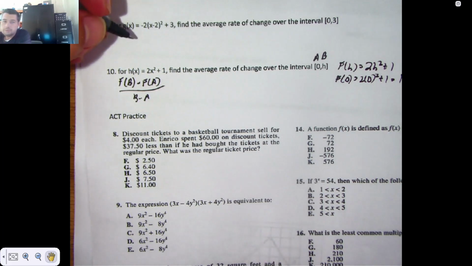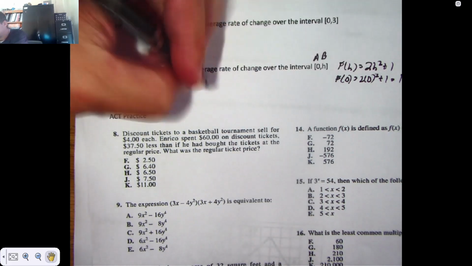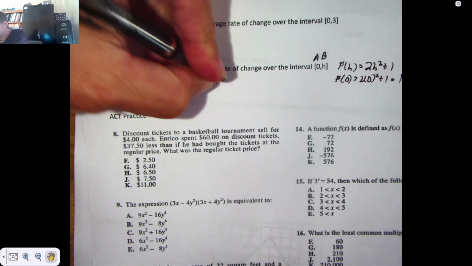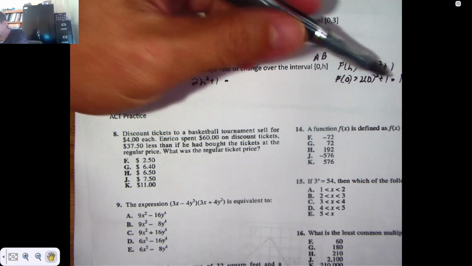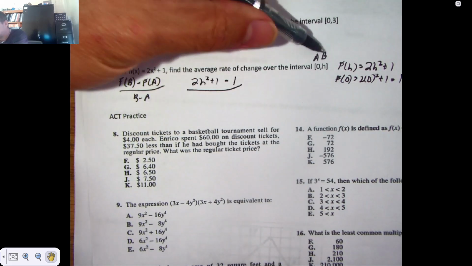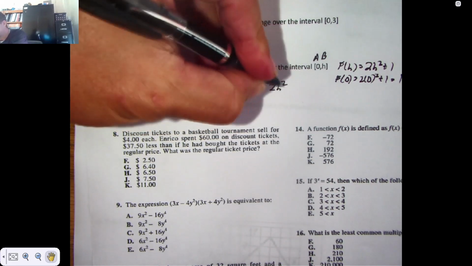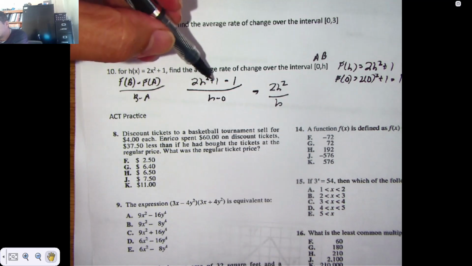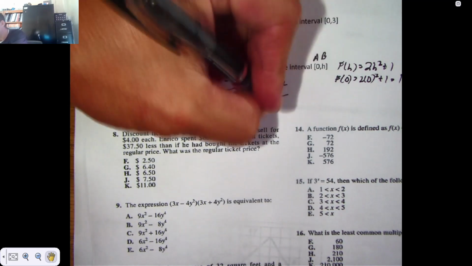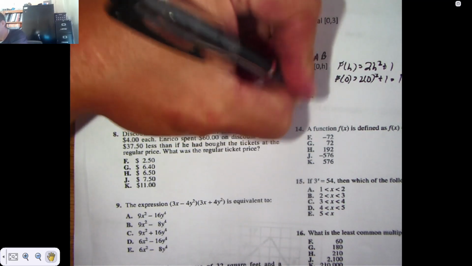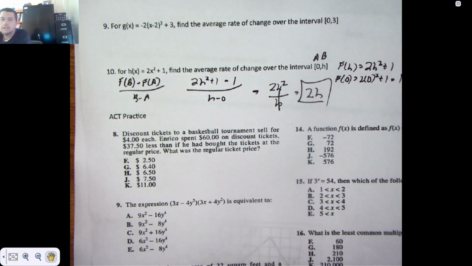And then we're just going to plug in our little formula. We have 2h squared plus 1. We have to take away f of a, which was 1, and it's sitting over b minus a, h minus 0. This becomes 2h squared over h because the 1s cancel out. And then we can throw away an h, and it's 2h. Ta-da! Seems like something's wrong there, but it's because it's h.